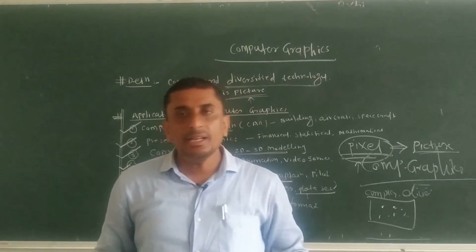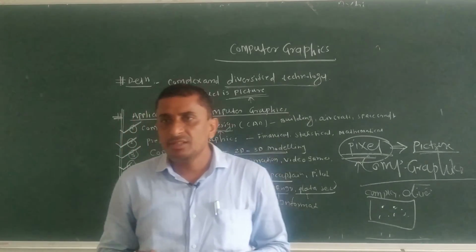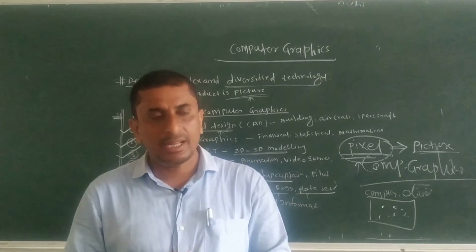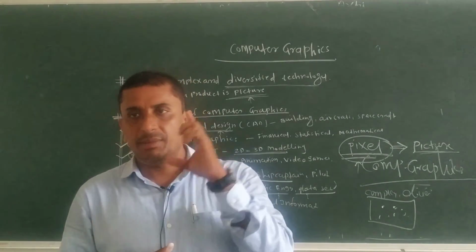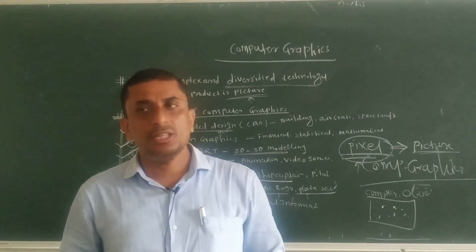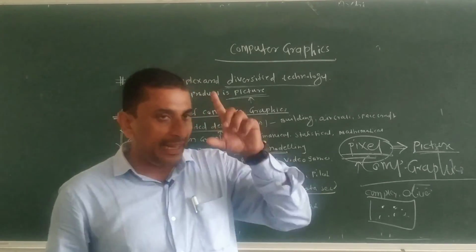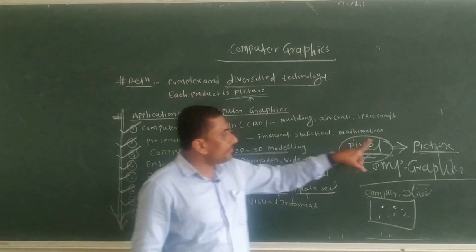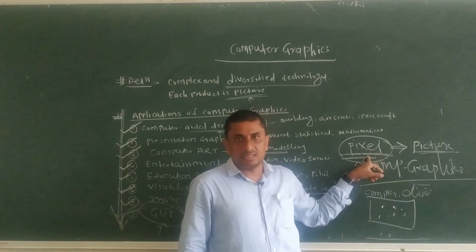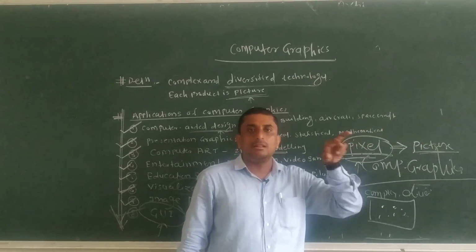Is it okay? So in this lecture we have studied the basic definition of computer graphics and the different applications of computer graphics. The first one, the basic definition. So what is computer graphics? It is a complex and diversified technology where we are implementing this particular technology, that we call computer graphics. The end result of computer graphics is a picture, and a picture is a combination of pixel points. So this picture can be formed with the combination of different pixel points.